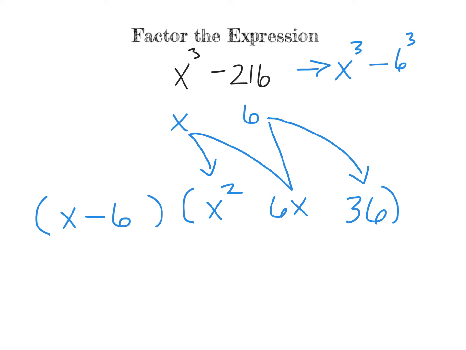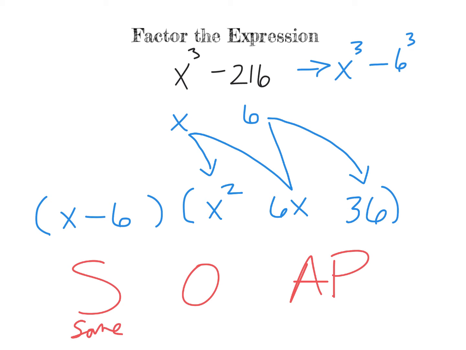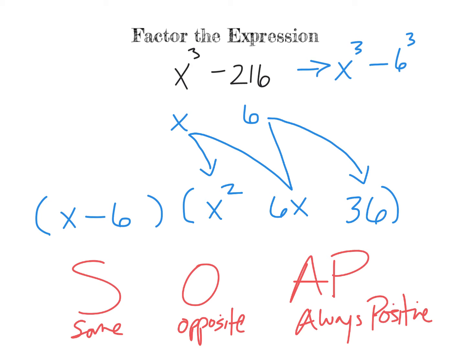and this is where the SOAP method comes in. The SOAP method is an acronym that means same, opposite, and always positive. And it's referring to the symbols and signs that you use.